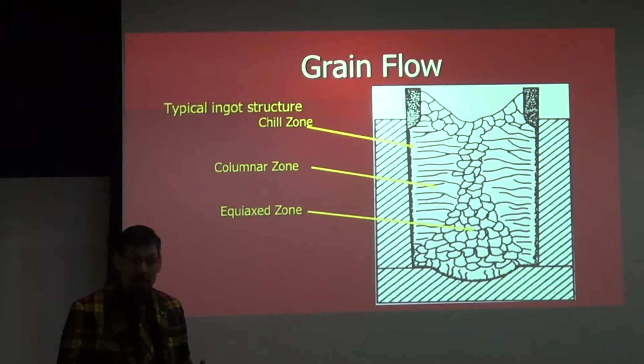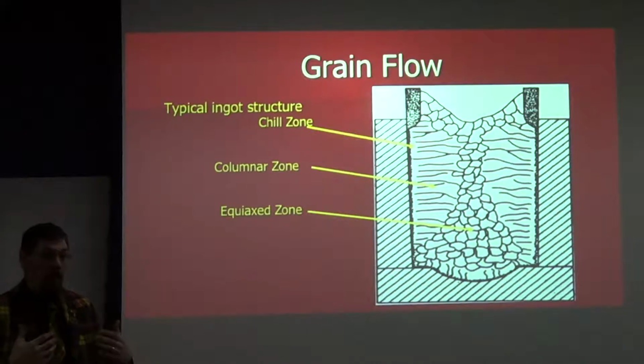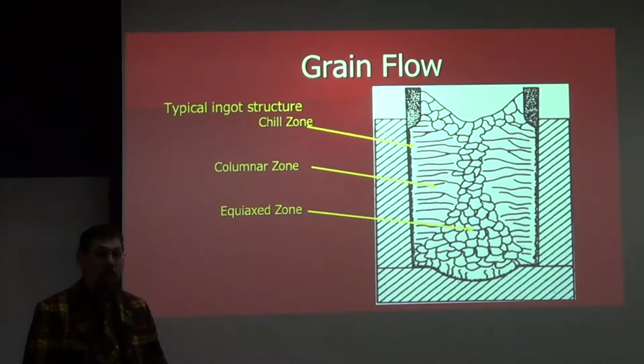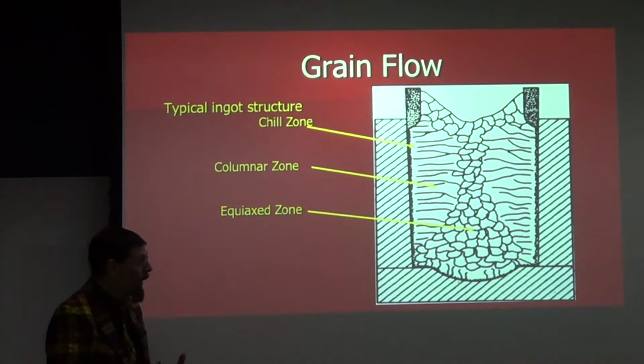Sometimes they're quite extensive. That's important for us as forging people to understand, because we want to make those go away eventually. We'll get into how that's done. We need to understand how those things form first.